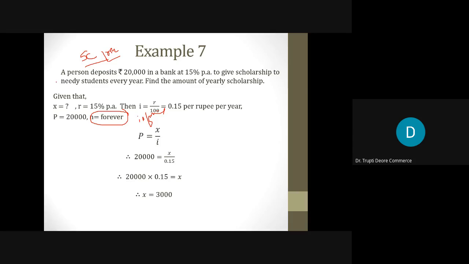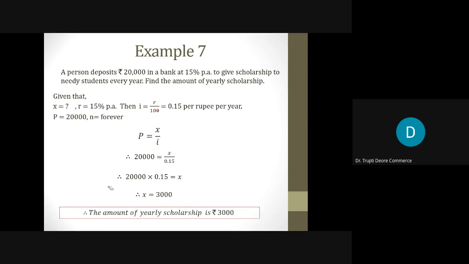So for this type of sums, you have to use this formula. P is equal to X upon I. So what is the amount of scholarship? So every year, the scholarship can be given as rupees 3,000 per year for needy students. So let's move forward. Write down the sum.